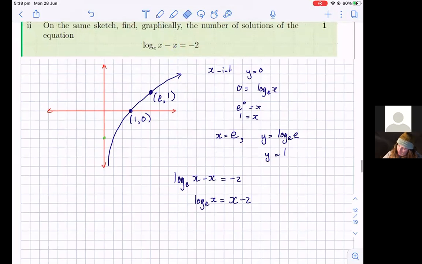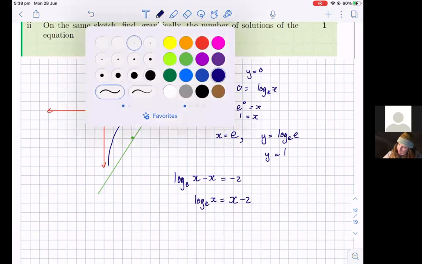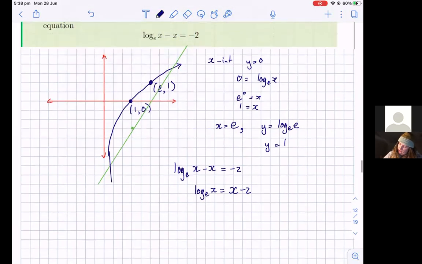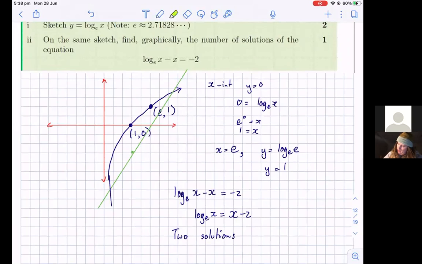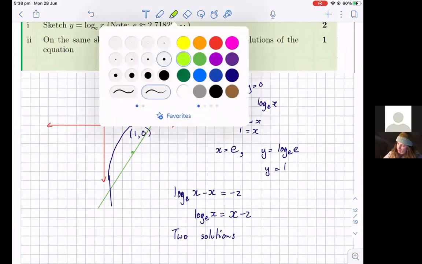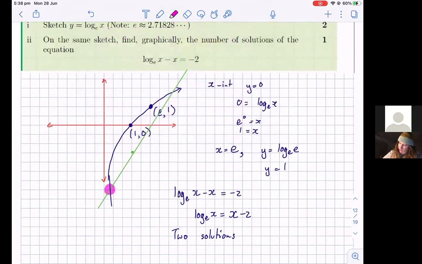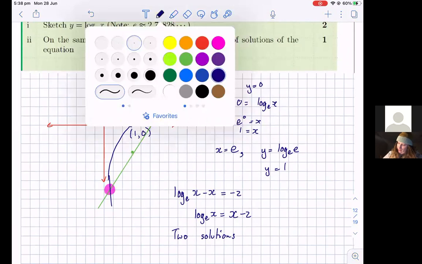okay. It's going to look like that. So we're going to have 2 solutions. And we haven't been asked to find what the solutions are. We've just been asked to find how many solutions we have. So we didn't have to be very accurate with this at all.